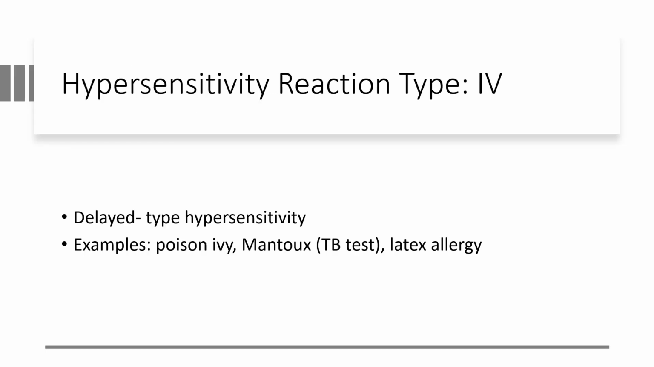Type 4 hypersensitivity. So this is a delayed type hypersensitivity, and examples are poison ivy, the Mantoux test for tuberculosis, and latex. So some patients can experience a mixed type 1 and type 4 reaction. A latex allergy can be an immediate type 1 hypersensitivity or a type 4. It's more commonly a type 4.